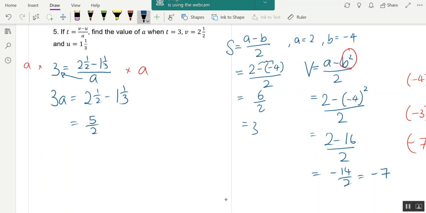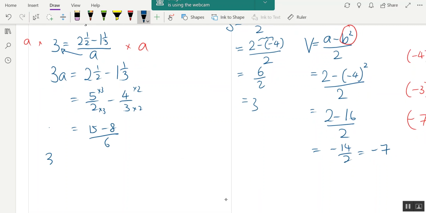2.5 is 5 over 2. 1 and 1/3 is 4 over 3. Okay, so let's make this a common denominator. 15 minus 8 over 6. So 3A is equals to 15 minus 8, I get 7 over 6. A is equals to 7 over 6 divided by 3. So that would be 7 over 18.